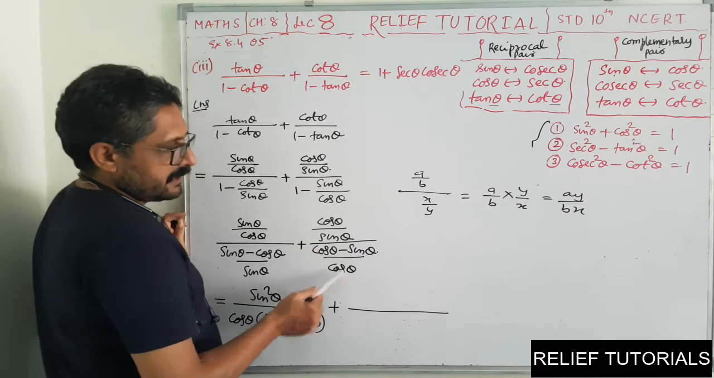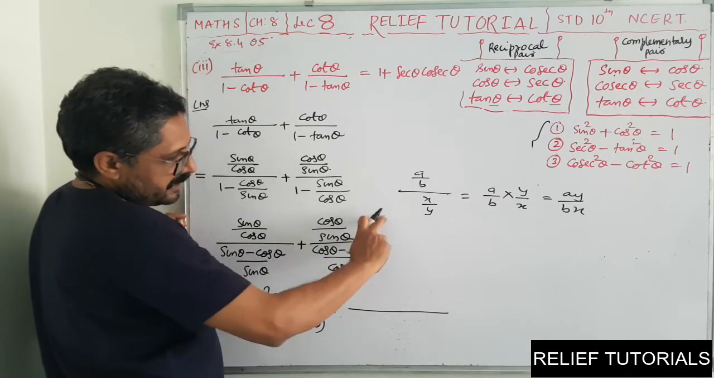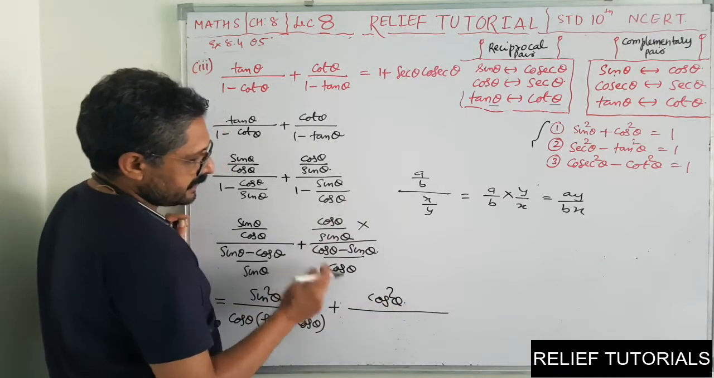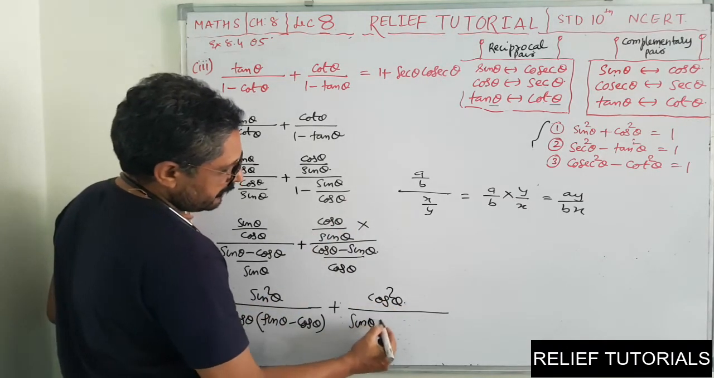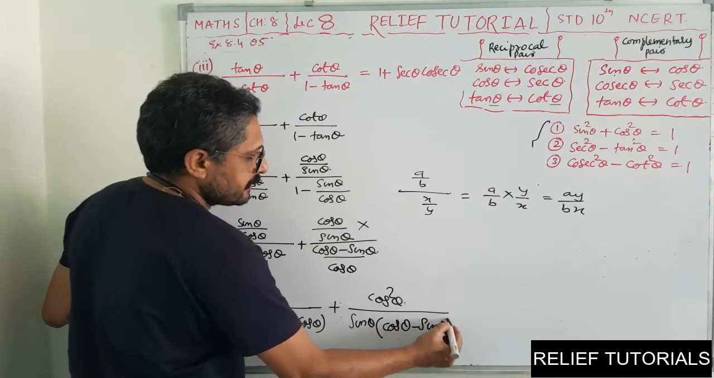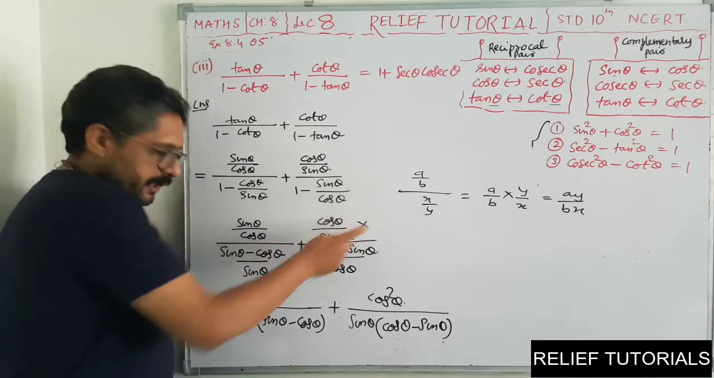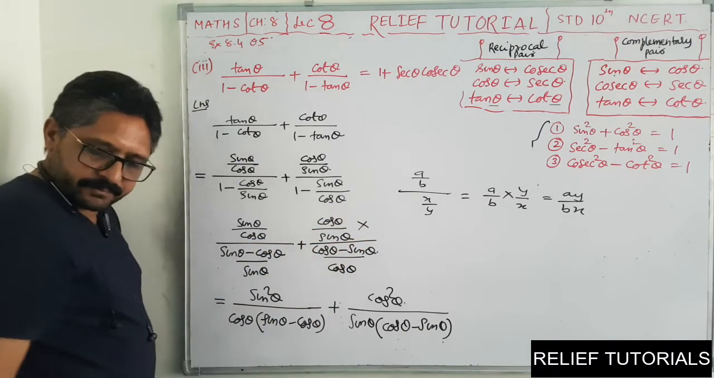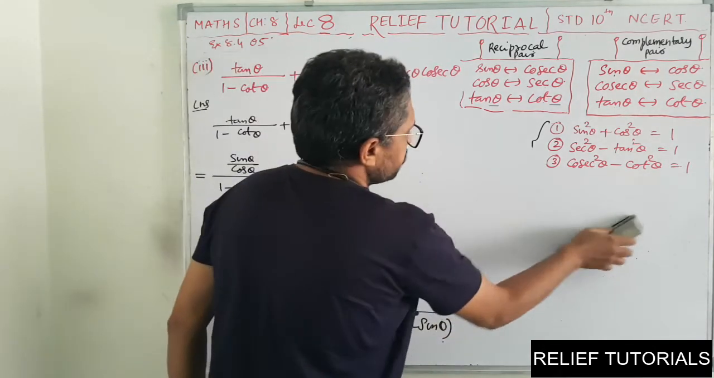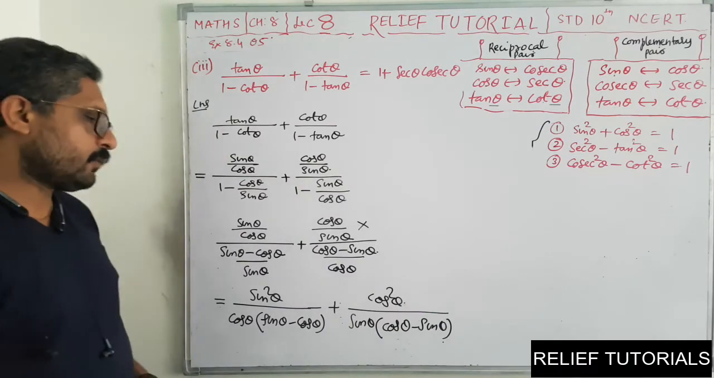Same thing here, see. Multiply and reciprocal. Reciprocal means this cos will reach here. Cos into cos, so I write cos square theta. Sin theta into cos theta minus sin theta. Clear? I just applied this operation here. That's all in this step. Now, what can we see?